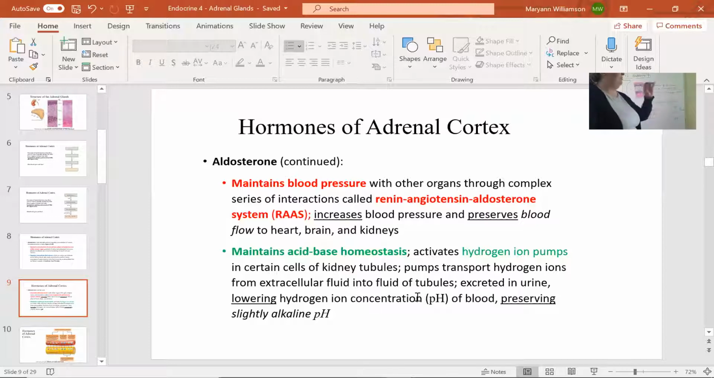All right, and it's also going to work to maintain acid-base homeostasis. It can secrete extra hydrogen ions that are in the blood. We don't want the blood pH to get too low, because having too many hydrogen ions would decrease the blood pH. Not safe, right? So aldosterone can cause increased secretion of hydrogen ions in the kidney tubules, and that will regulate the blood pH.